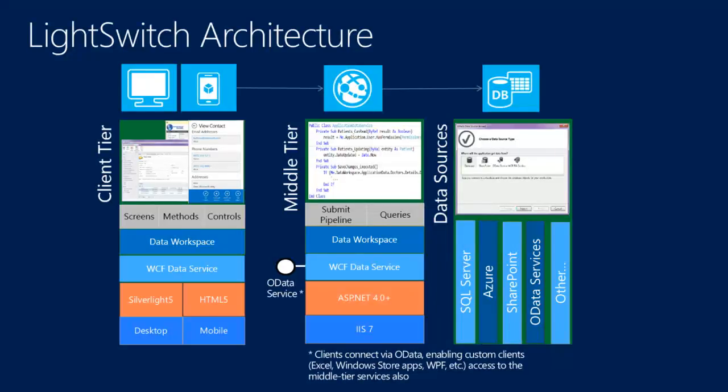So the architecture really is built on best practices, N-tier design. The data service there is open, right? That's kind of like your interface into the middle tier. If you wanted to build custom clients, say you don't want a Silverlight 5 or an HTML5 client, you can go ahead and at least reuse your middle tier to create your WPF client or your Windows Store apps or that sort of thing.